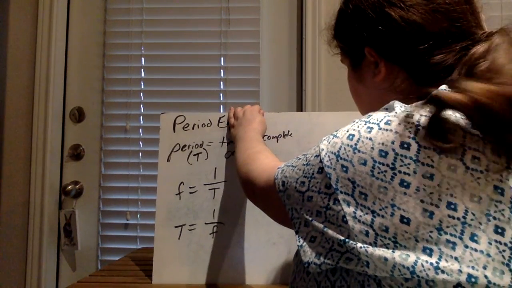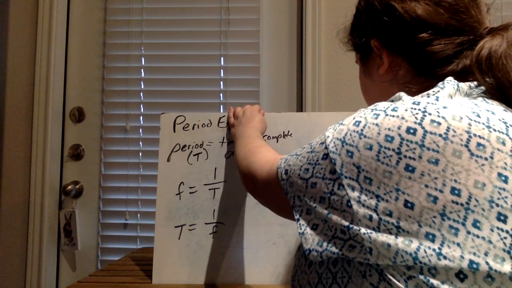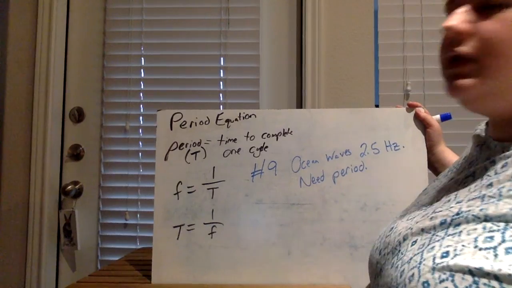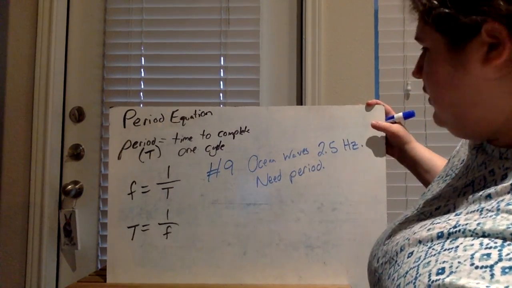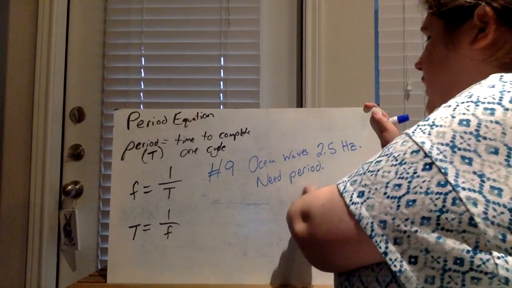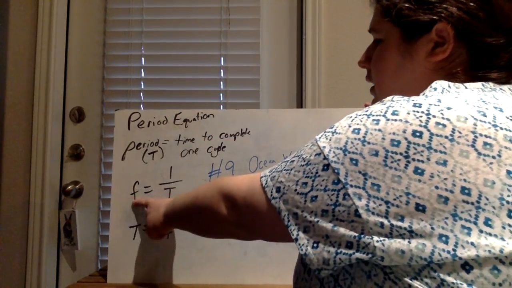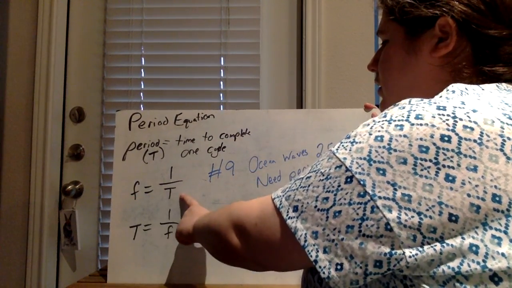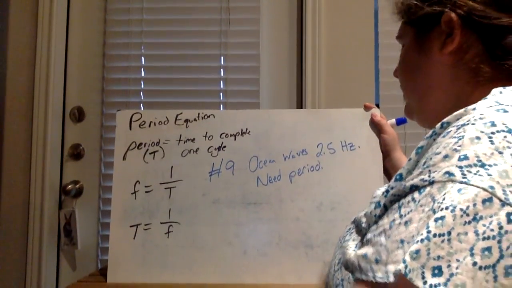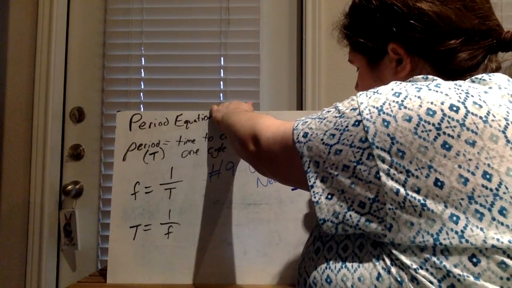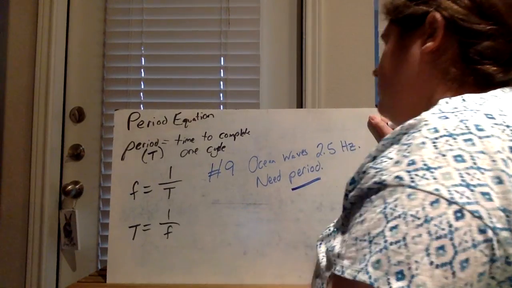I need to find the period. Obviously the problem is a little bit longer than this, I'm just paraphrasing it. It tells me that's the frequency. I want the period, so this is pretty easy. I'm going to use my equation: frequency equals 1 over period, or alternatively, period equals 1 over frequency. Since I'm solving for period, let's use the one that solves for period.